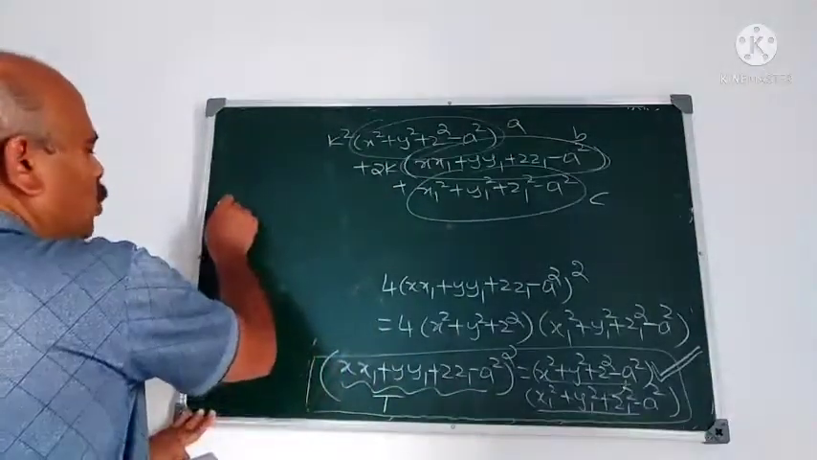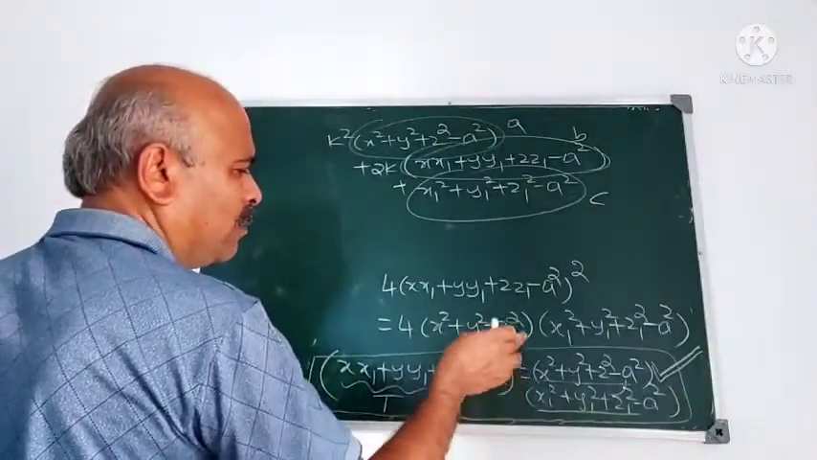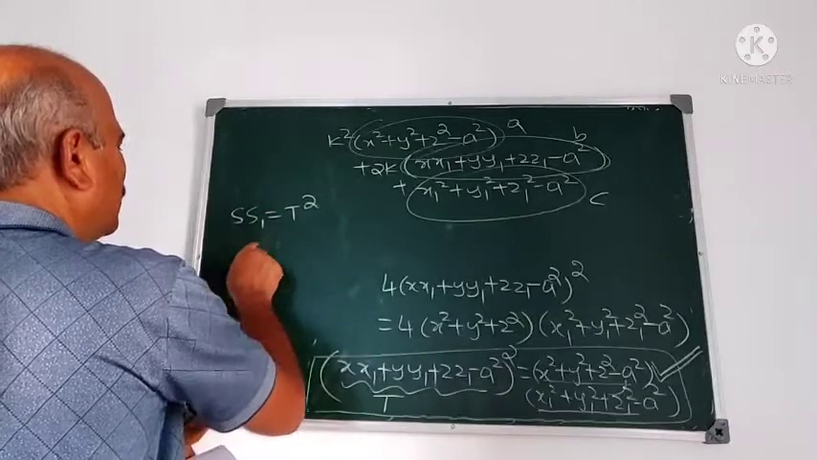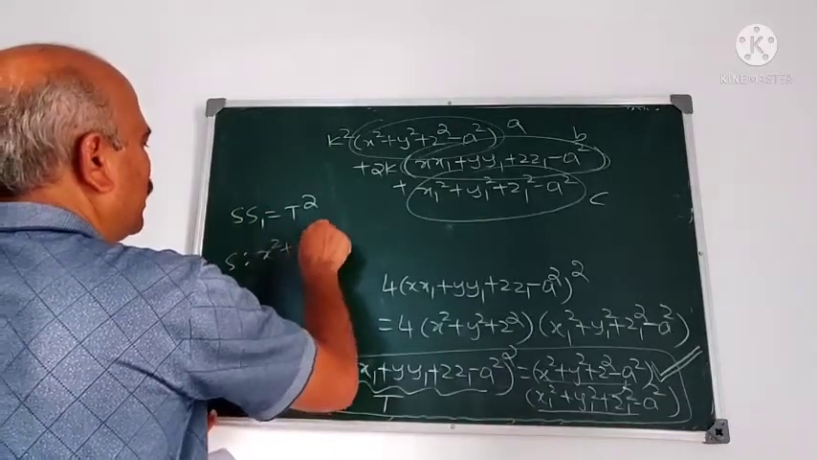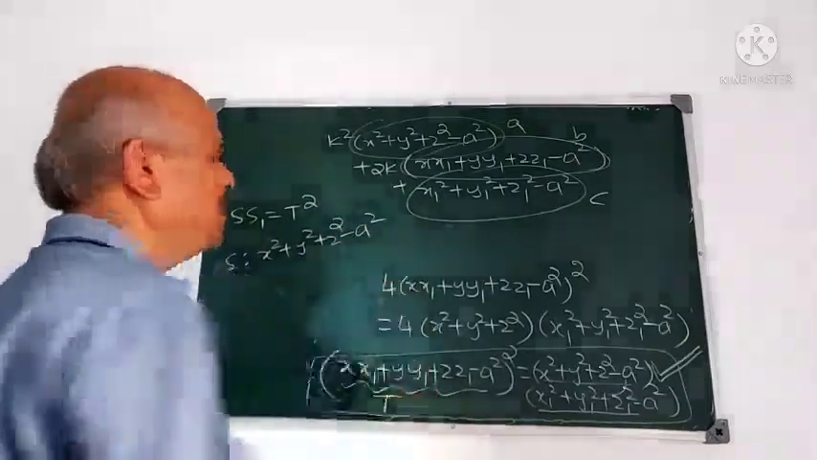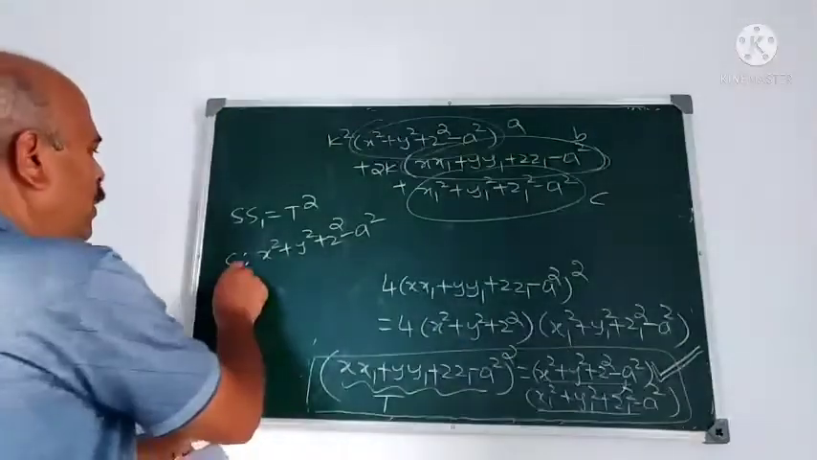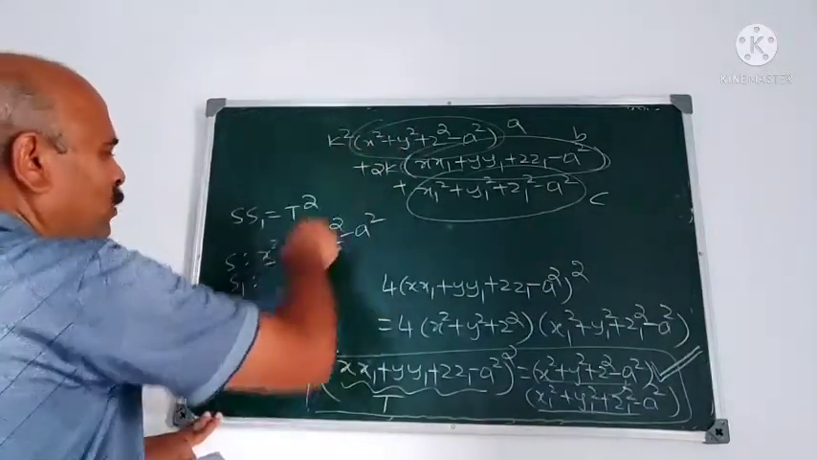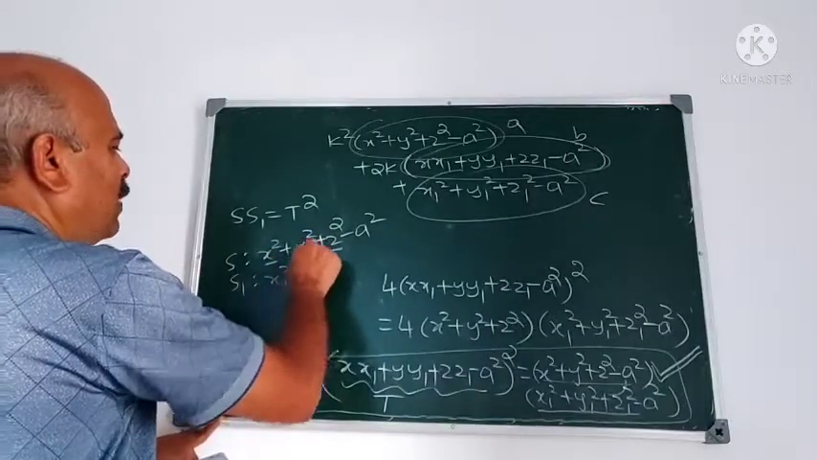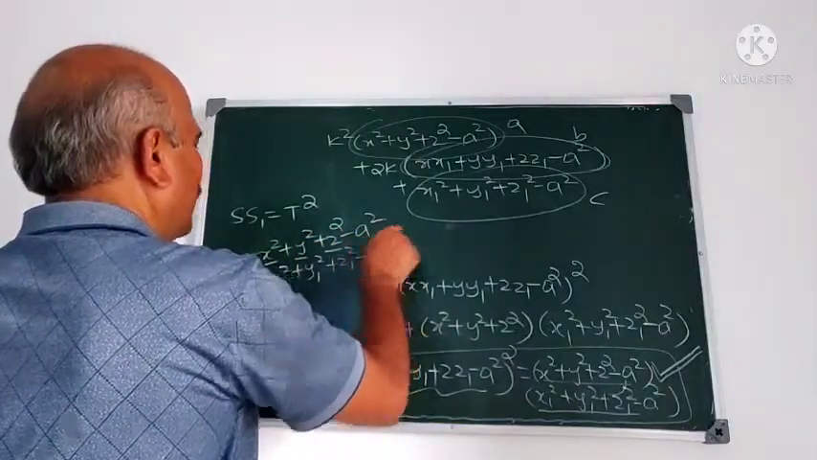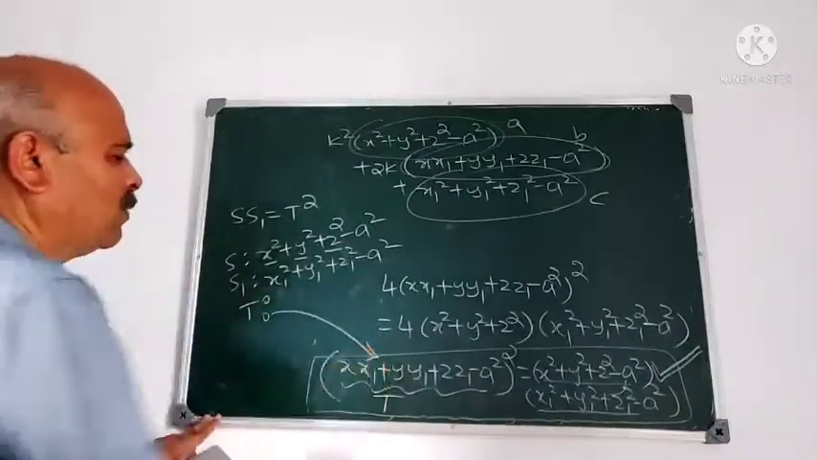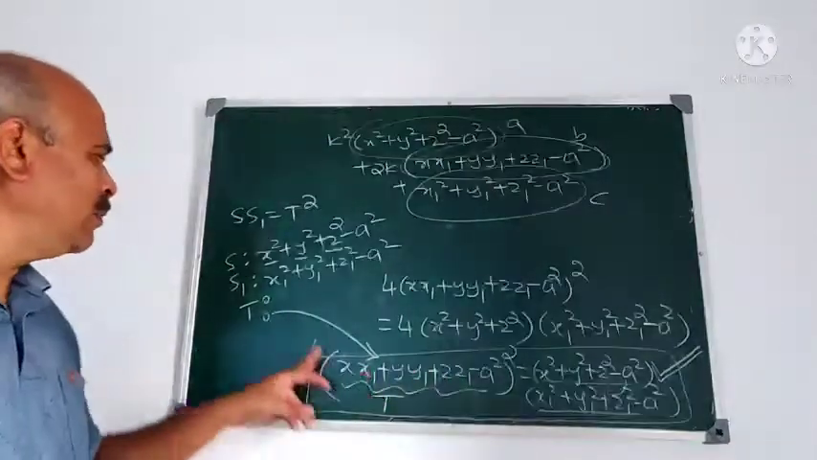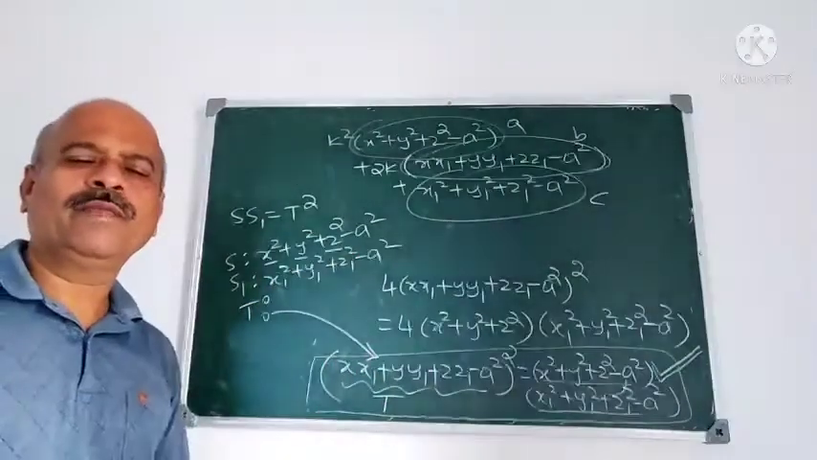So for the shortcut method, we have to write the equation of the enveloping cone: S1 is equal to T square. What is S? The equation of the sphere, x square plus y square plus z square minus a square is 0. What is S1? You have to replace x, y, z by the given point, that is the vertex: x1 square plus y1 square plus z1 square minus a square. What is T? T is the equation of the tangent plane to the sphere at the point x1, y1, z1.